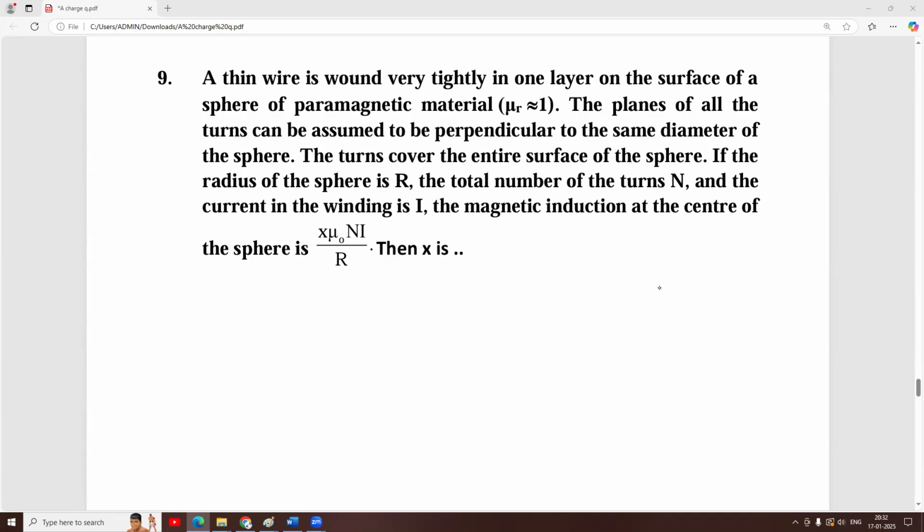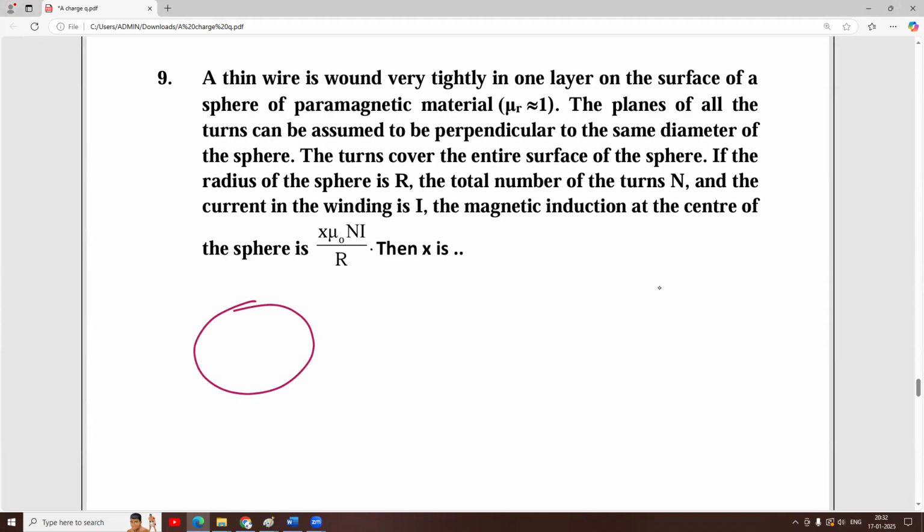Suppose you have a ball like this. Then over the ball, for the same diameter, these planes are, so the wire is wound like this. Starting from here, it is wound like this, brought from the other side of the ball, and again wound. So the radius of the coils is decreasing as you move from the center to the sides. So it is wound like this.